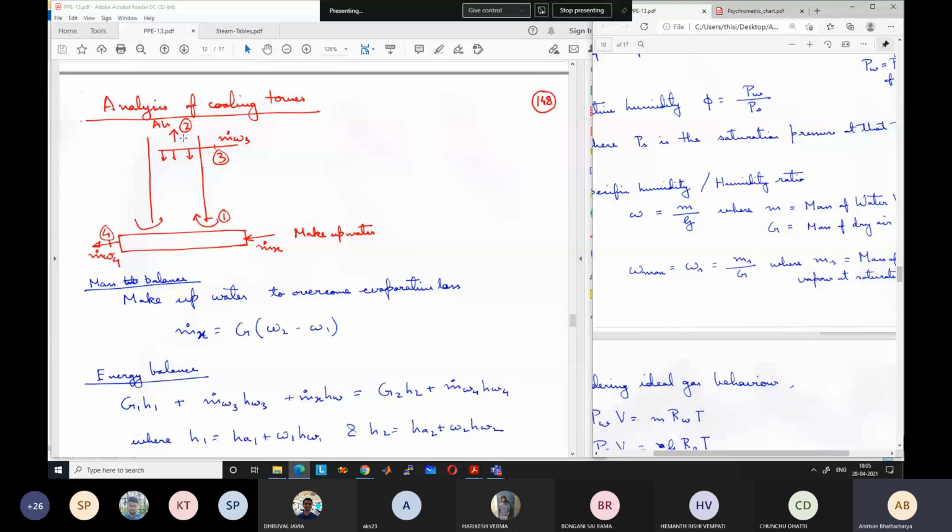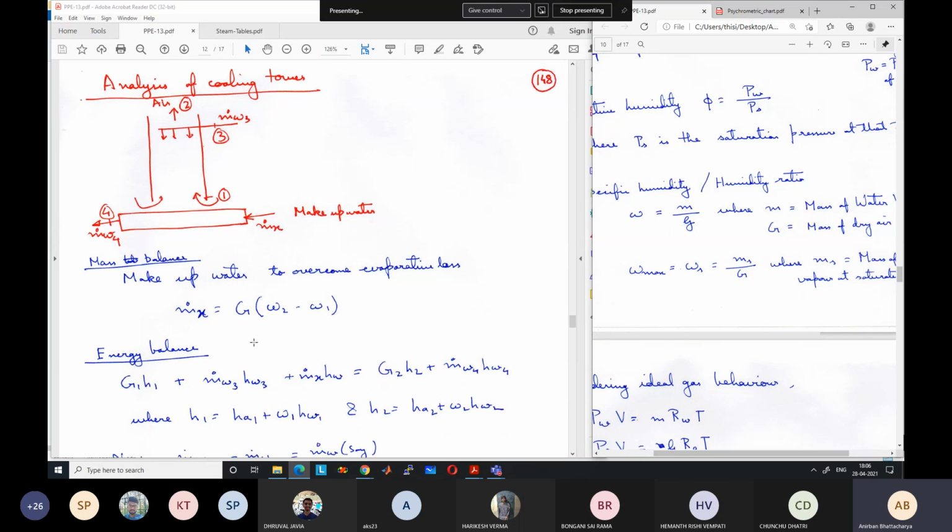Now the specific humidity is omega 2. So the mass of water vapor at the exit is G into omega 2. The total mass that has changed due to evaporation, the mass of water which has evaporated, if we call this m dot x, is equal to G into omega 2 minus omega 1. This is the same as the mass flow rate of makeup water. So m dot x is equal to G into omega 2 minus omega 1. If we know states 1 and 2, we can find omega 2 and omega 1.